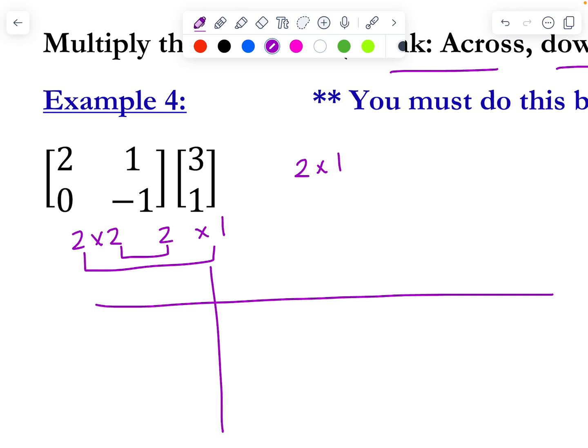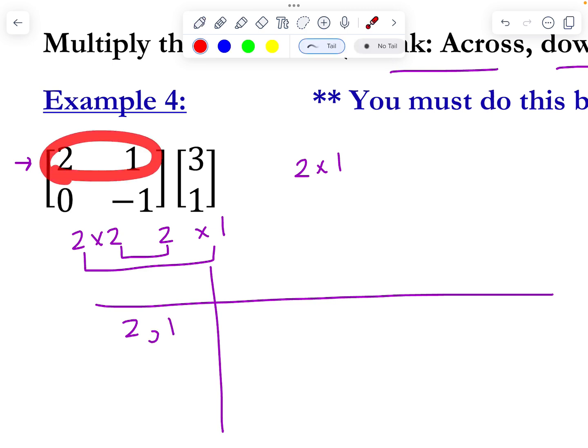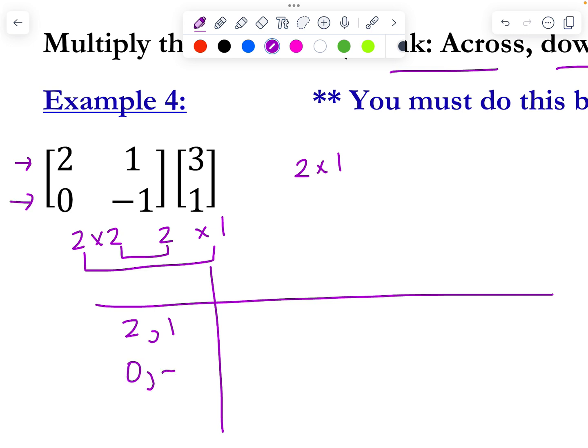Now, when I do this, I'm going to think about a cross. So I'm going to write it right here. I have 2 comma 1. And then I'm going to think across, so I have 0 comma negative 1. And then I have this column, and I'm going to think down, but I'm going to write it horizontally.